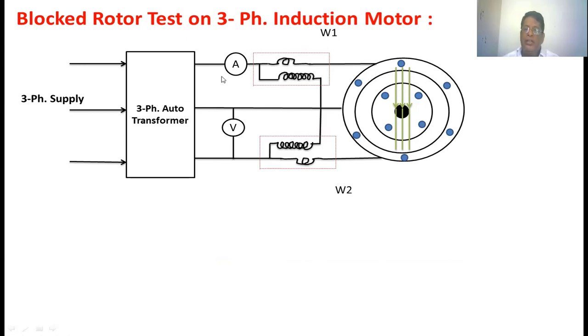Make sure that the ammeter reading is equal to the rated current of the induction motor. Then you note down the readings of the voltmeter, ammeter, and wattmeter. Whenever you are blocking the rotor of an induction motor, even if you apply a small amount of voltage, a high amount of current passes through the induction motor. You have to take care of that while applying the voltage.